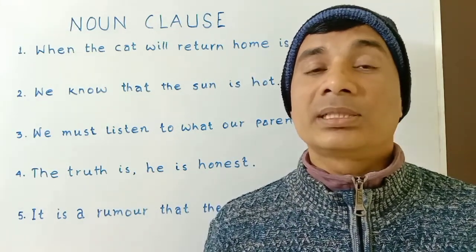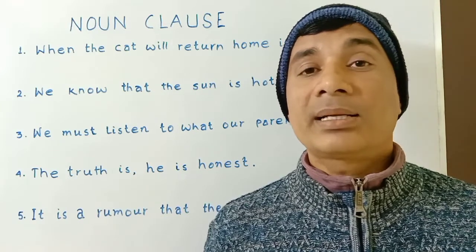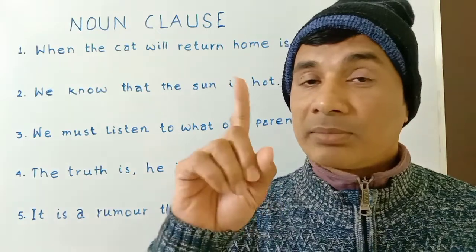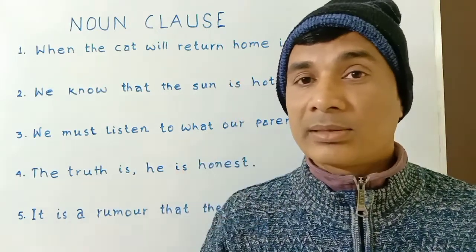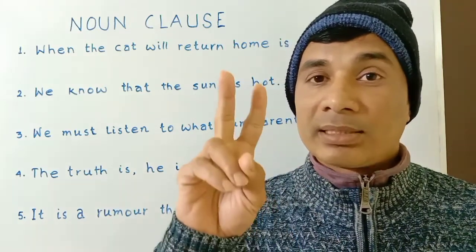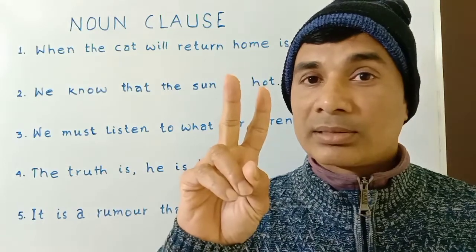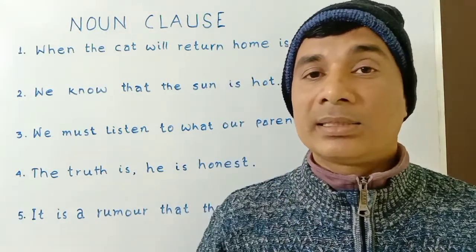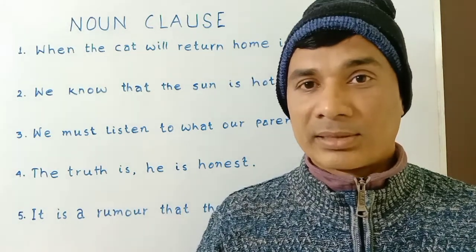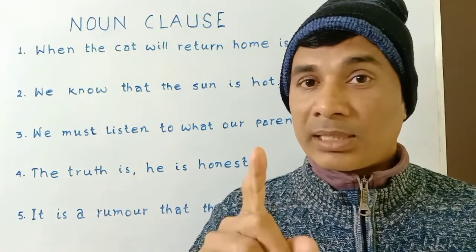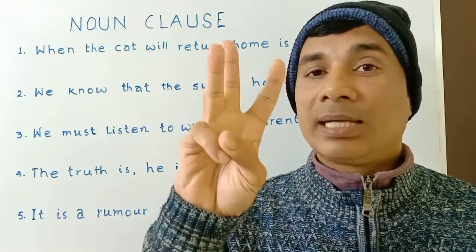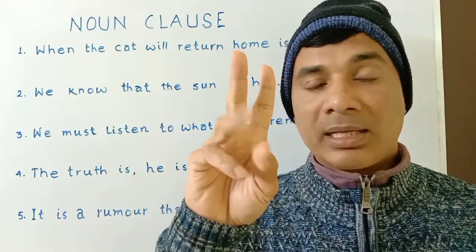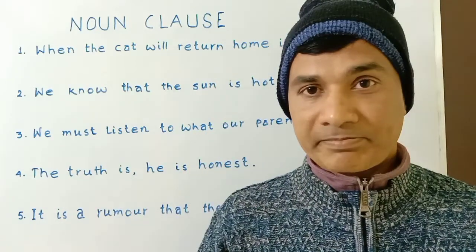And we have also discussed different kinds of clauses. First of all, you have learned the principal clause or independent clause, then the subordinate clause or dependent clause, and another, the coordinating clause. The subordinate clause has three kinds: noun clause, adjective clause, and adverb clause.